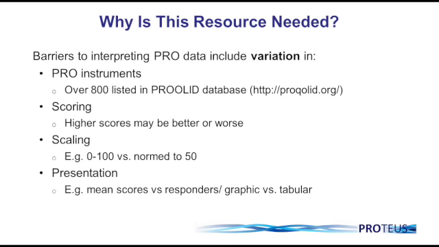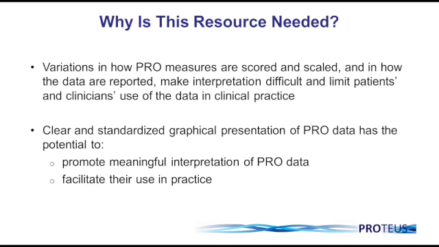The current literature also makes clear the many barriers that clinicians and patients describe in trying to interpret PRO findings, including variation in the PRO instruments themselves, variation in how these instruments are scored and scaled, and variation in how the PRO data are presented. In sum, these variations in how PRO measures are scored and scaled make interpretation difficult and limit patients' and clinicians' use of the data in clinical practice. Clear, standardized graphical presentation of the PRO data can promote meaningful interpretation and facilitate the use of PRO findings in clinical practice.